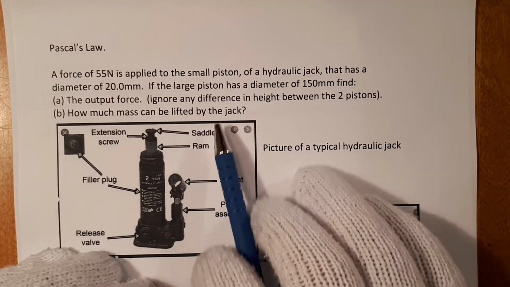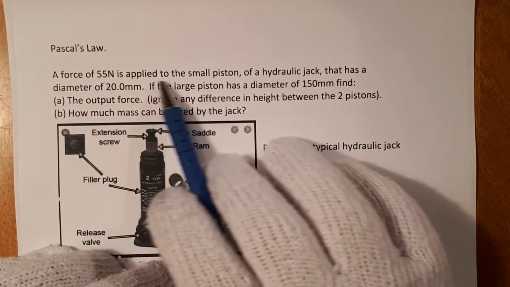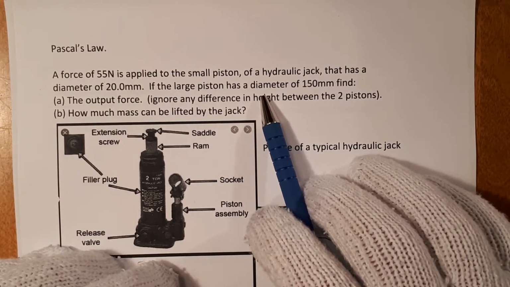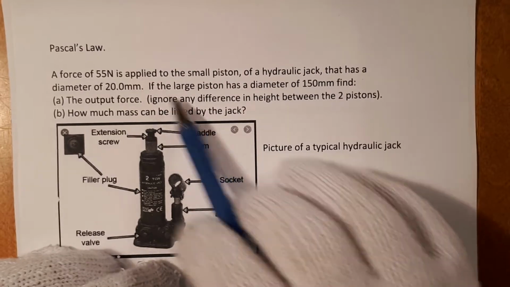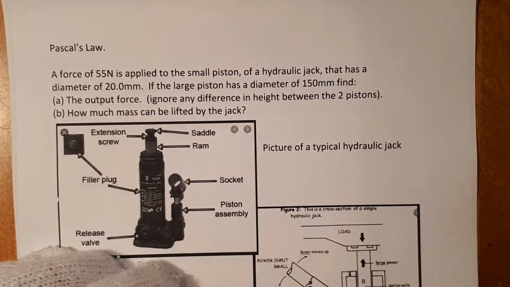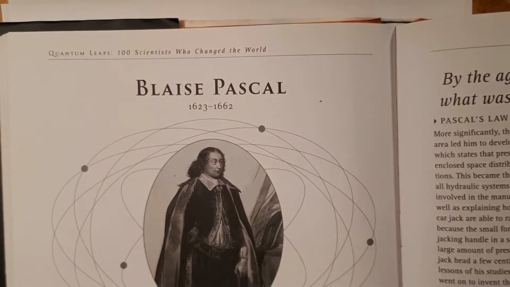Let's have a look at this word problem. Actually, this word problem here is a demonstration of Pascal's law. So before we go ahead and solve the problem, let's have a look at Pascal's law. And here he is, Blaise Pascal. And what does Blaise Pascal have to say?